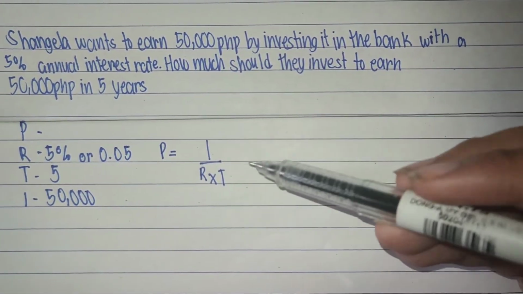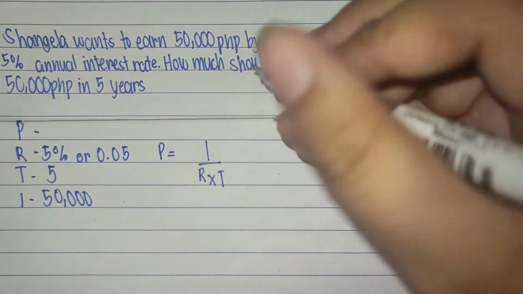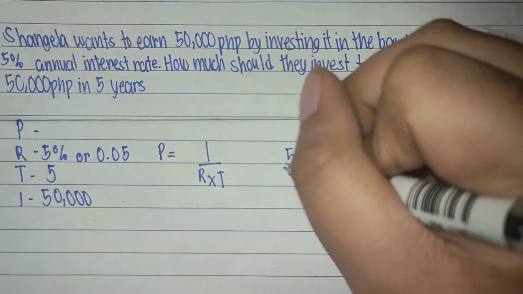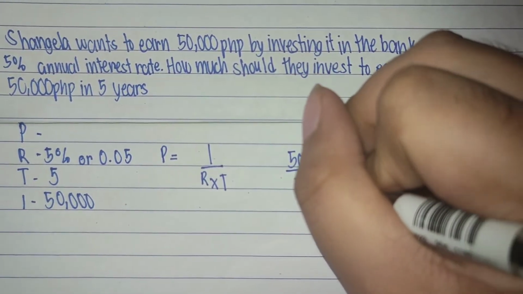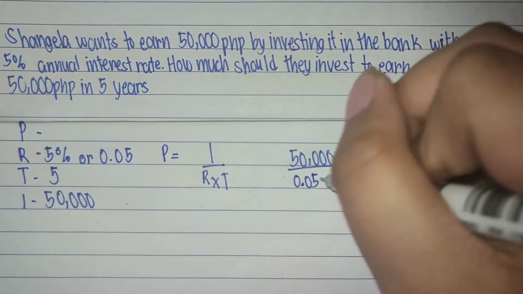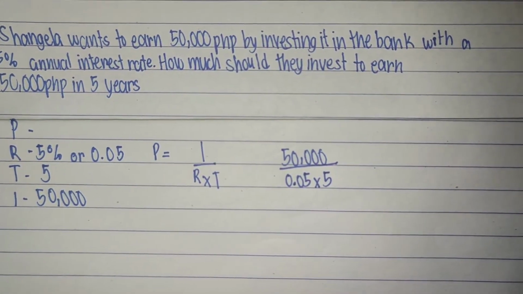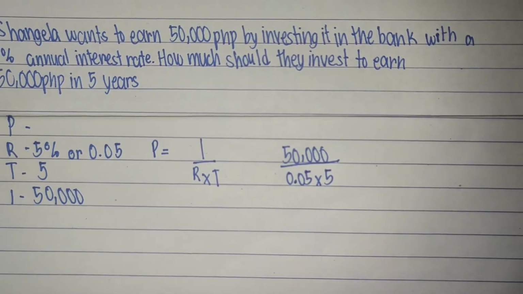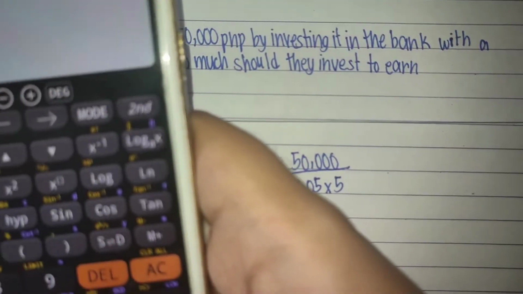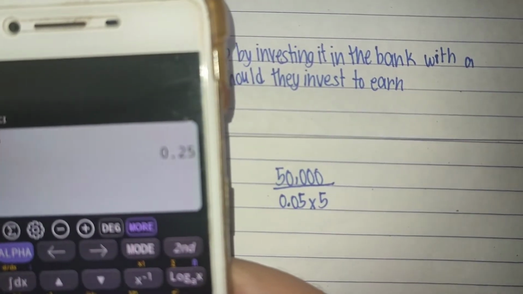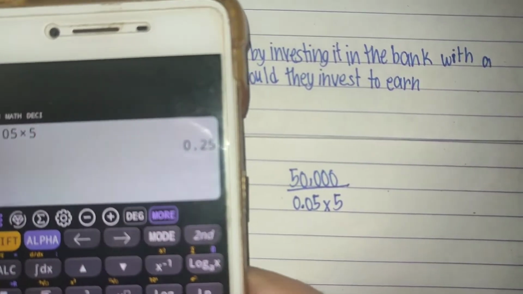So, ito na siya. I-substitute na natin siya. 50,000 pesos divided by 0.05 times 5. So, ilalagay na natin siya sa calcu. Unahan muna natin itong nasa baba. 0.05 times 5. So, ang lumabas is 0.25.